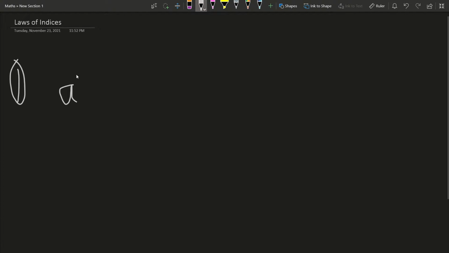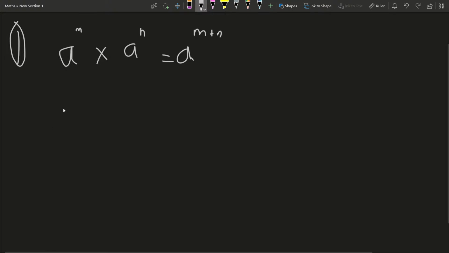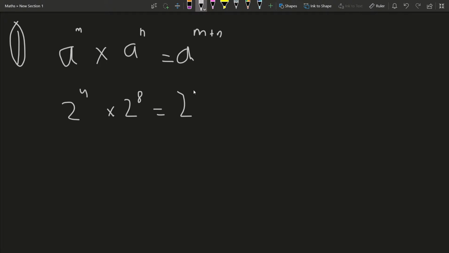this is an example, a^m into a^n is equal to a^(m+n). So if the values are the same, but the powers are different, you can just simply add them if they're multiplying. So an example of this could be 2 to the power 4 into 2 to the power 8. It would be 2 to the power 4 plus 8, which is equal to 2 to the power 12.